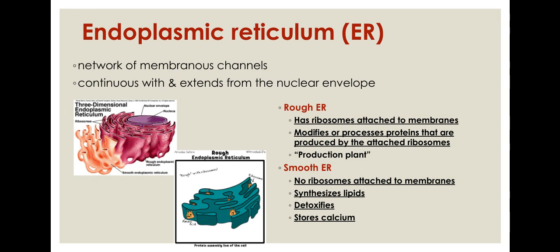The endoplasmic reticulum comes in sort of two flavors. We have the rough ER, which has ribosomes attached to the membranes. The rough ER is responsible for modifying or processing proteins that are made by the ribosomes. So you can think of it as like a production plant. The smooth ER does not have any ribosomes attached to it. It's just smooth membranes, and its job is to make lipids. It also will detoxify, get rid of any toxic compounds that get made or are found in the cell. And it stores calcium.